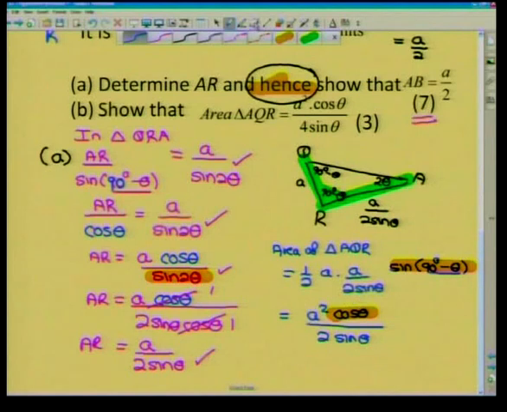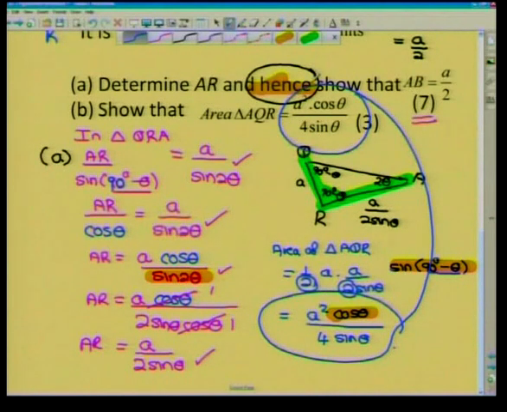Actually, not 2 sine theta. I've forgotten about this 2 over here. If you look over here, that's a 4. And if you look here, 2 times 2 is 4. And if you look at what we were trying to prove, that is absolutely identical. So good, we've got that question out the way.